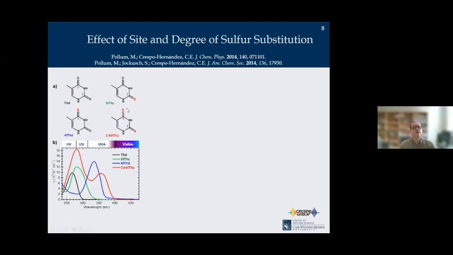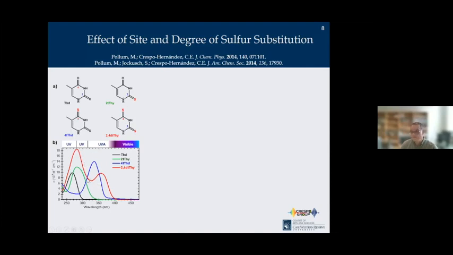We also asked, well, what happens if we change the position of sulfur substitution? And so an experiment that we did is that we substituted in the position 4, as I showed you before, position 2 of the thymine base, or we double substituted the thymine base. And you see shown here in the absorption spectra, the black spectrum is thymine, it's just the natural DNA base. When you substitute in the position 2, there is an effect, but it's not as dramatic an effect as when you substitute in the position 4.